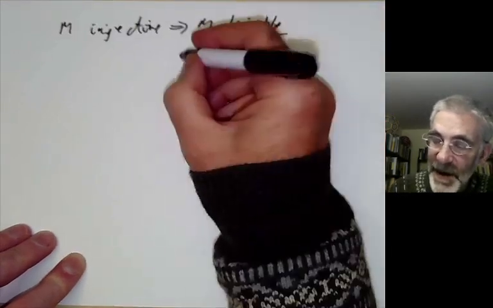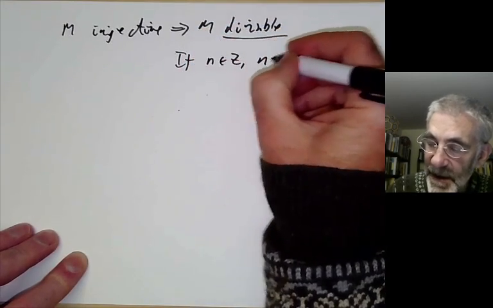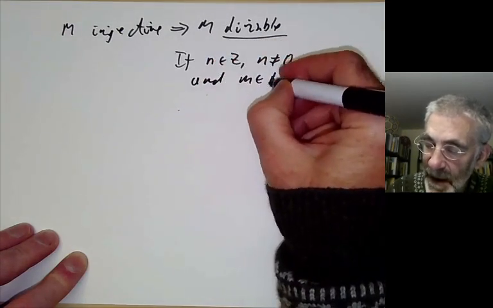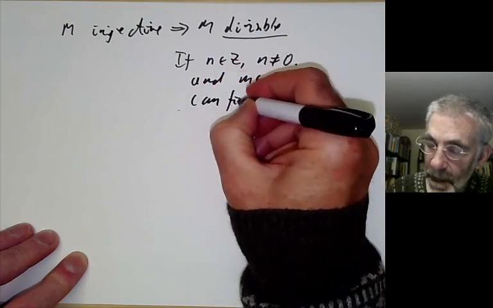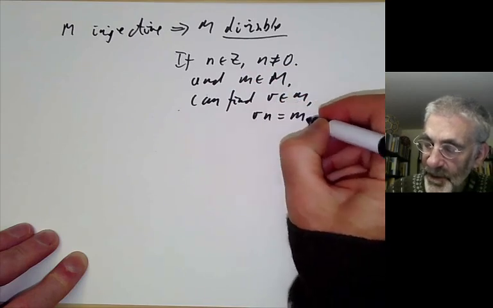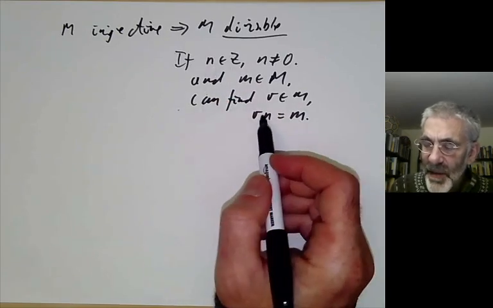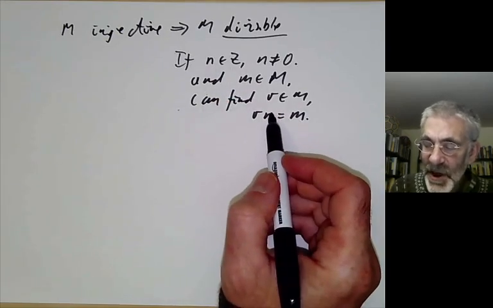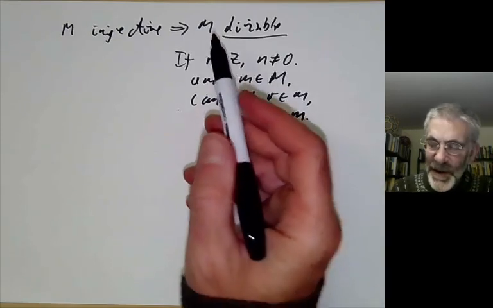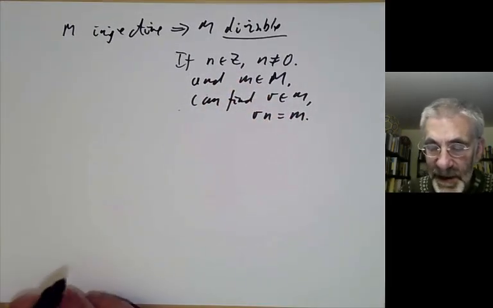So what does this mean? It means that if n is in Z and n is non-zero and m is in M, we can find r in M with rn equals m. This isn't really a division of m by n, because r might not be unique. There will in general be many different elements r, but what this means is we can sort of divide by n in a possibly non-unique way, provided n is non-zero.